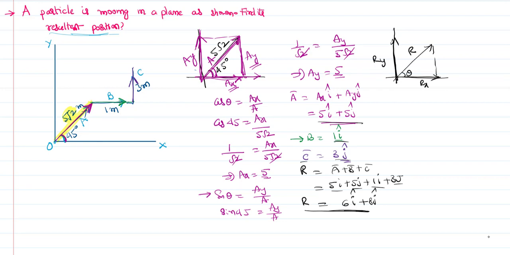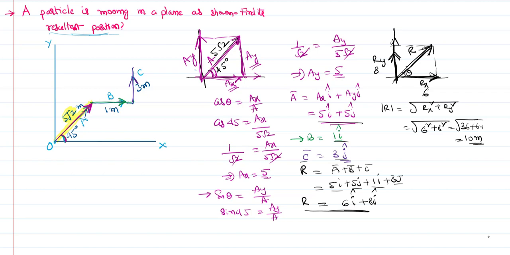Be careful about the direction of the components of the vector. If the vector is in a particular direction from the origin, the components will also have the same direction as that vector. Now this Rx is 6, and this Ry is 8. If you want the magnitude of that vector, the magnitude can be identified as the root of Rx square plus Ry square. That is root of 6 square plus 8 square, that's root of 36 plus 64. That is root 100, which is 10 meters.